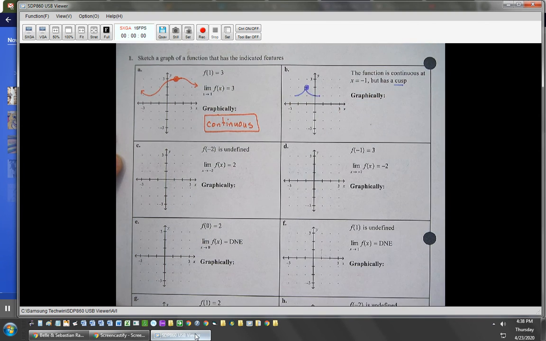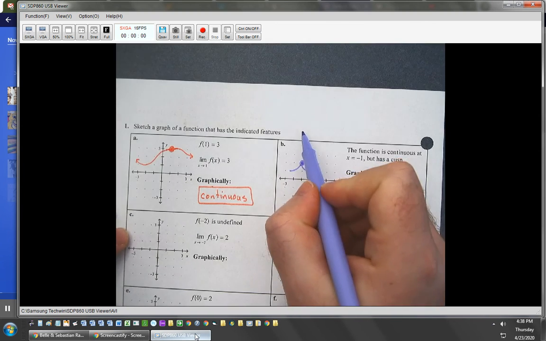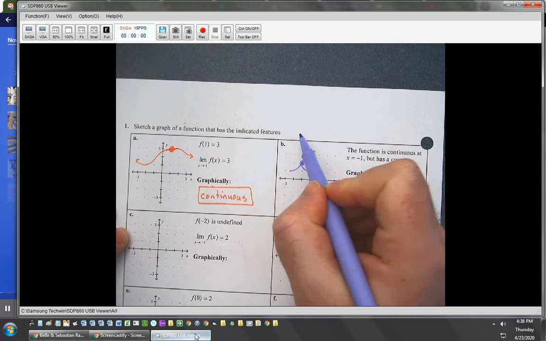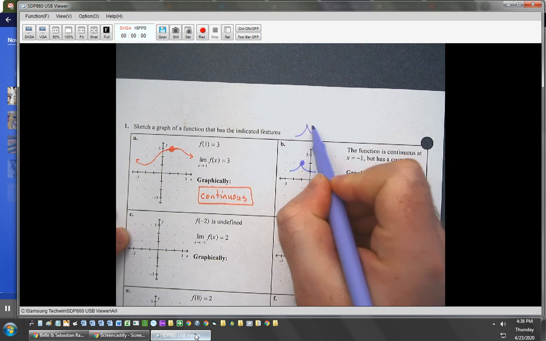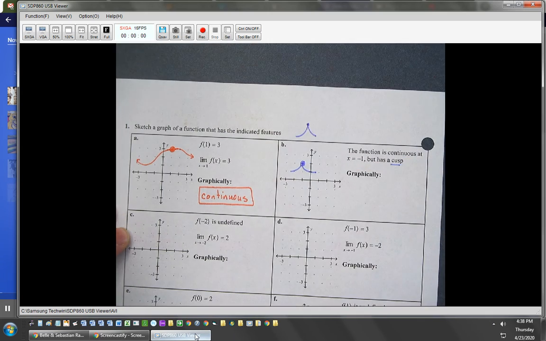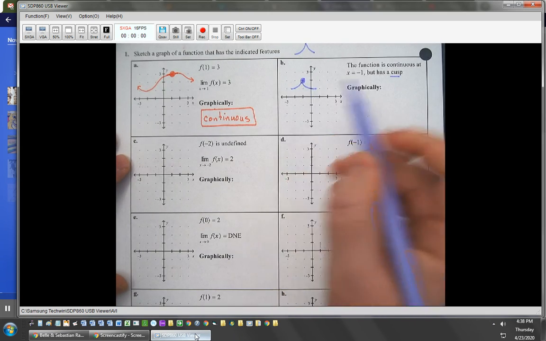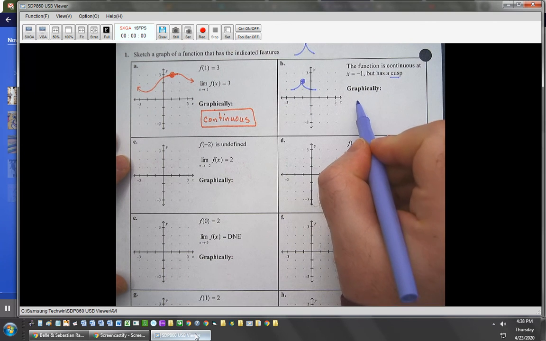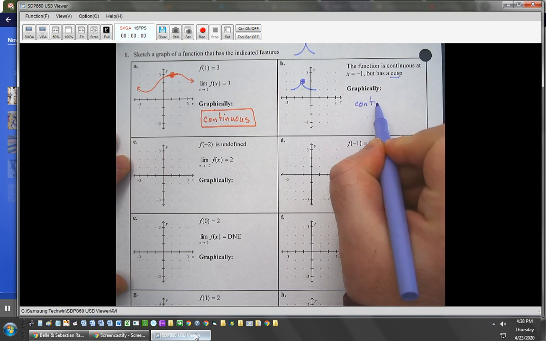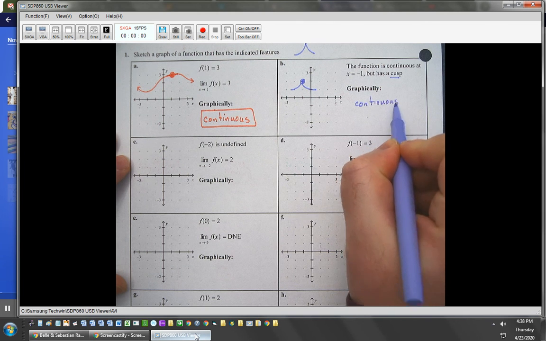Ugh, I really don't like the way I drew that. Let me draw one up here. So it would go up, something like that. That's a better cusp. So my graph comes in, it meets, and it creates this thing called a cusp. This is still continuous, though. I mean, they told us that right off the bat.